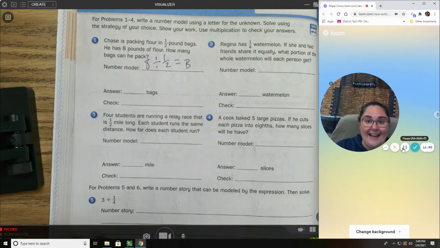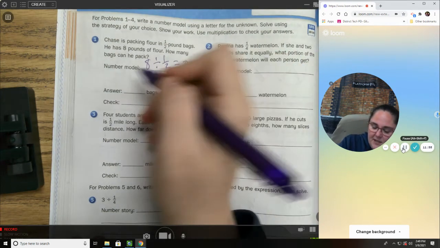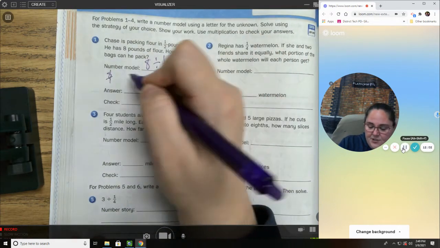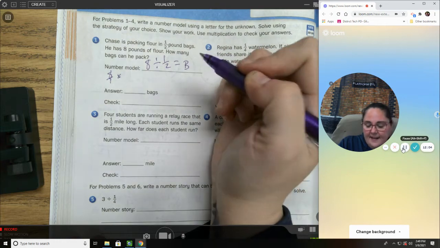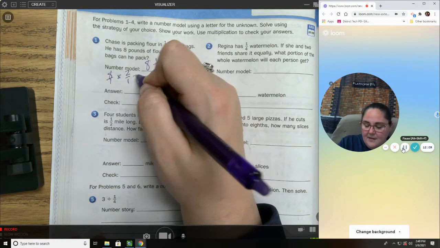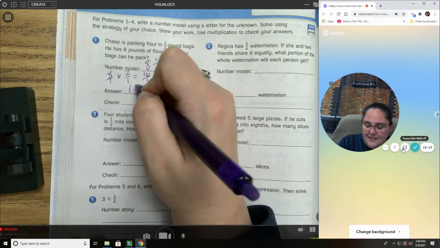I know that this time I'm going to use keep, change, flip. I've done a couple with common denominator. This one I'll do keep, change, flip. So keep 8 over 1. Change to multiply. Flip. 1/2 turns to 2 over 1. 8 times 2 is 16 over 1. So my total answer is 16.